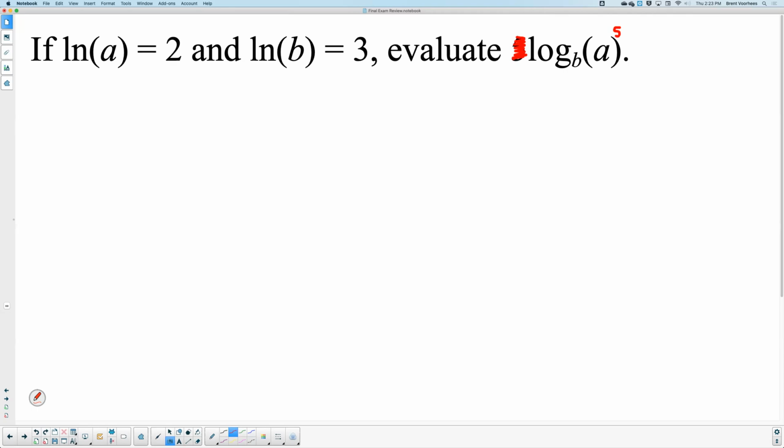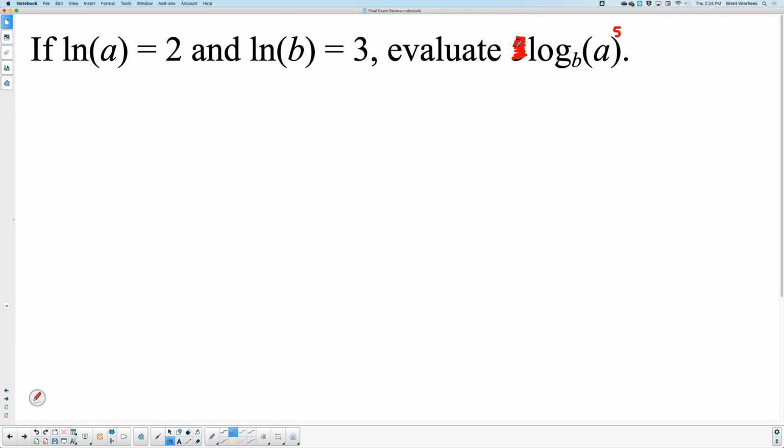Evaluate log base B of A to the 5th. Okay, this is lesson 2-13, but it also includes the properties from chapter 2. Oh, I forget. Is it 2.5 and then 2.10? So this is lesson 2.5, 2.10, and 2.13 that I'm going to do all in one.